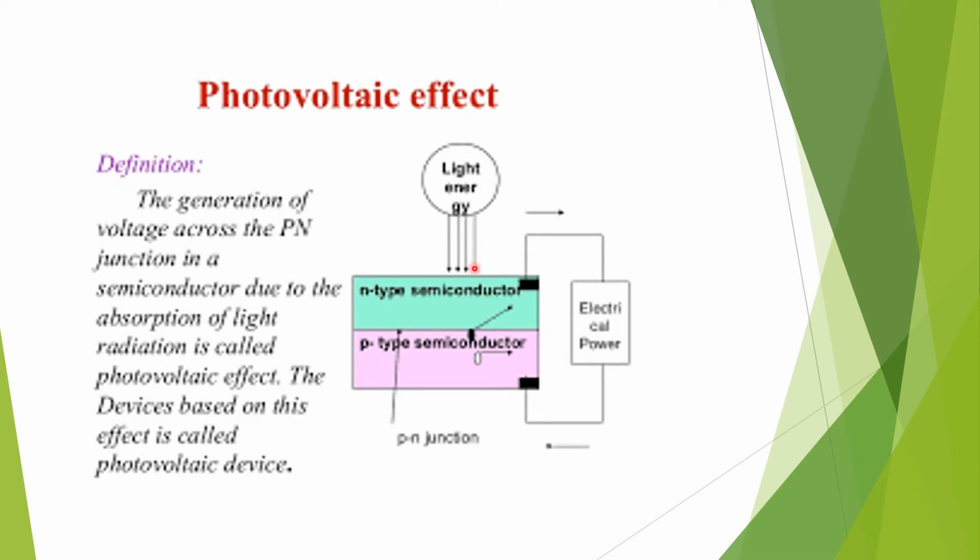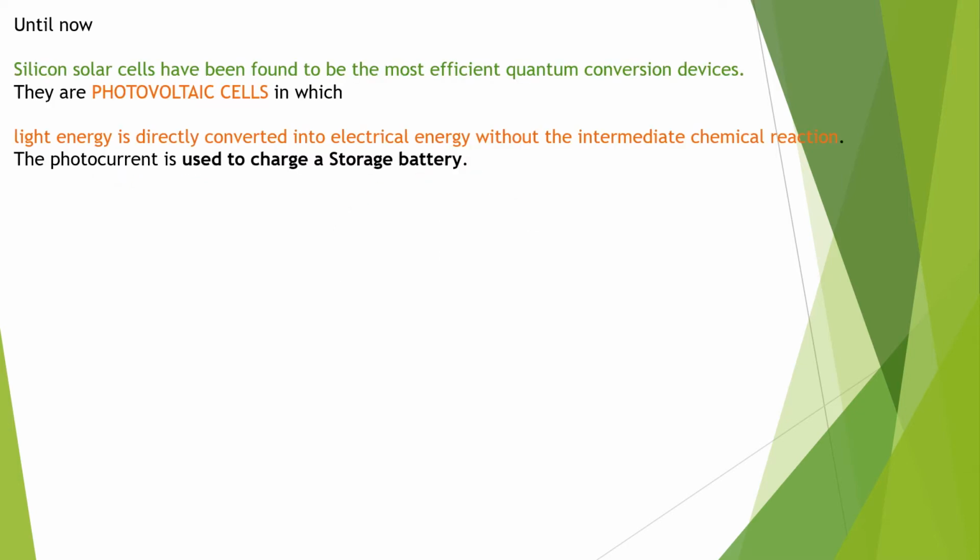It will absorb some light radiation, there will be the generation of voltage, which will be utilized for the generation of electrical energy. So simple, from this diagram you can define it. Now, in order to overcome the disadvantages of the photogalvanic cell, the next cells are photovoltaic cells.